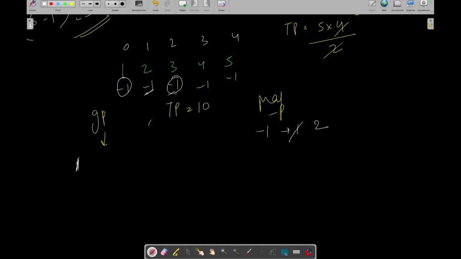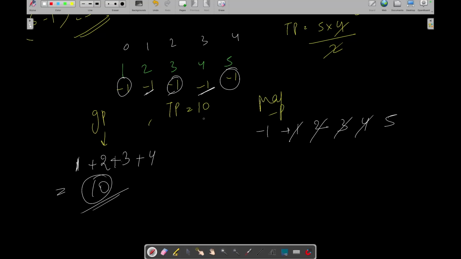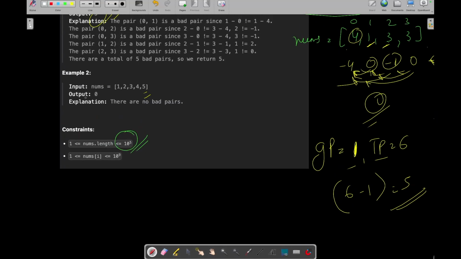Okay, now we are at this minus 1. Does minus 1 exist? Yeah, it exists. Its frequency is 2. So we will add this frequency and increment it. Now we are at this minus 1. We will again check. Yeah, it exists, so we will add this frequency and increment its frequency in the map. Now we are at this last minus 1. Again it exists in the map, so we will add this frequency and update it. The sum of all these numbers will be 4 plus 3, 7, plus 3, 10. So good pairs are 10, total pairs are 10. So bad pairs will be 10 minus 10, that is 0, and this is our answer.